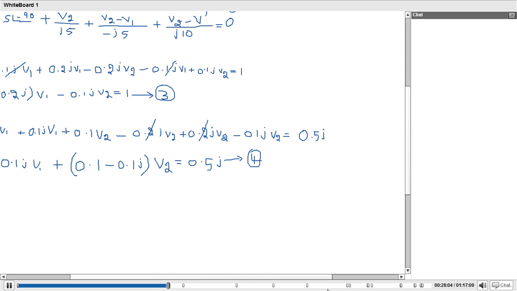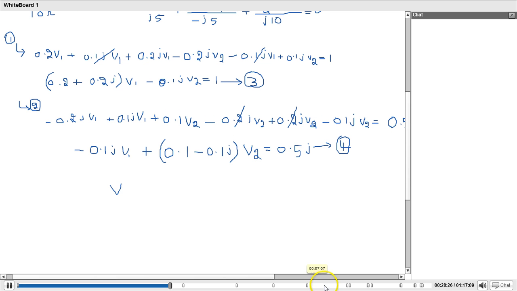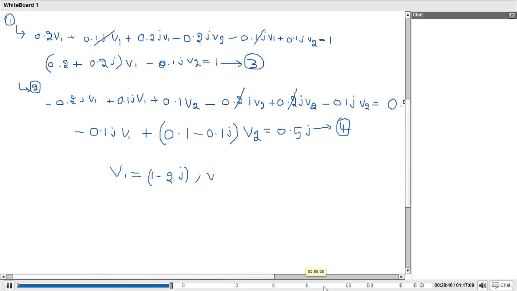or any other method also you can solve that. So I'll solve the equations 3 and 4. So this is how much? So equation 3 is modified, right? 0.2 here minus j 0.1. So solve the equations 3 and 4. You will get V1 as, hope you know how to solve the equations. And V2 is equals to, the unit is volts.